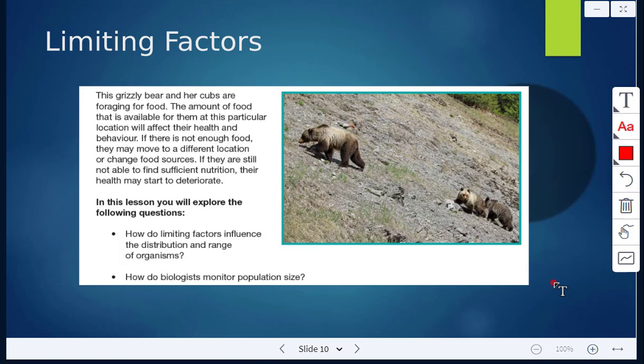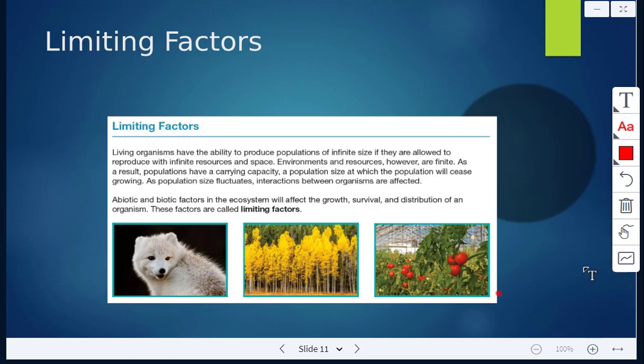So in this part of the lesson, we're looking at how do limiting factors influence the distribution and range of organisms, and how do biologists monitor population size. So limiting factors. Any abiotic or biotic factors in an ecosystem that's going to affect the growth, survival, and distribution of an organism, those are called the limiting factors.